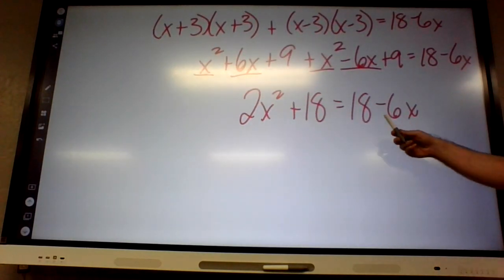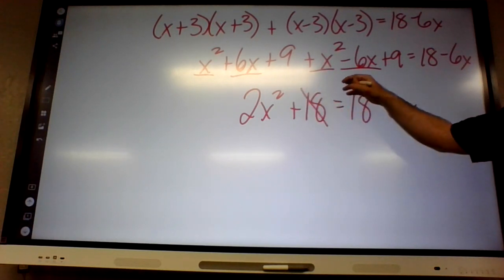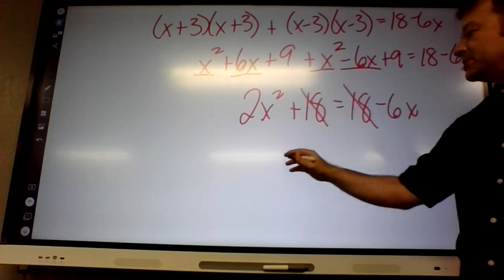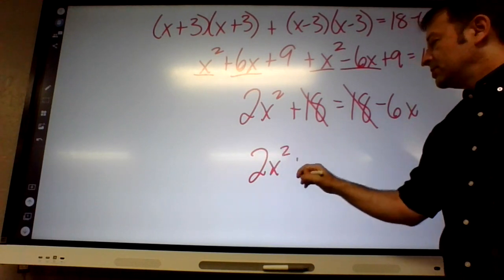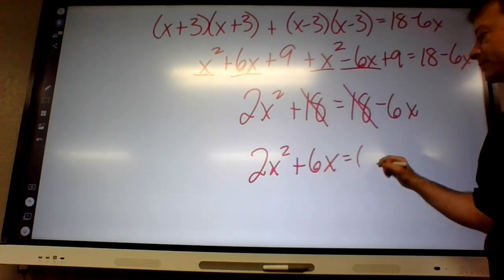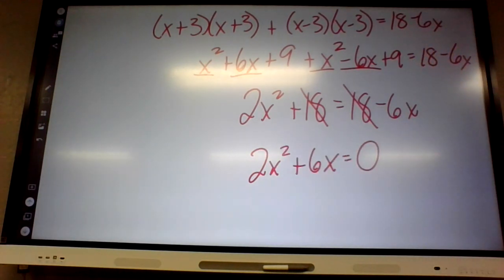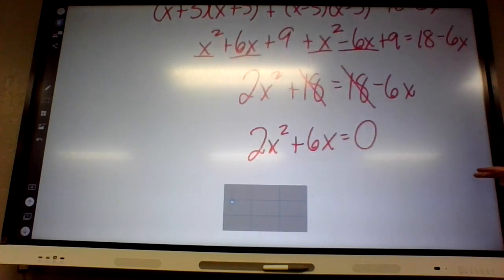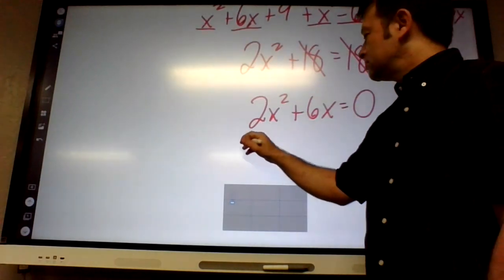If I subtract 18 on both sides, that goes away. I'm going to add 6x over to the left. Now what? Somebody besides Ava. Take a 2x out. Yeah.